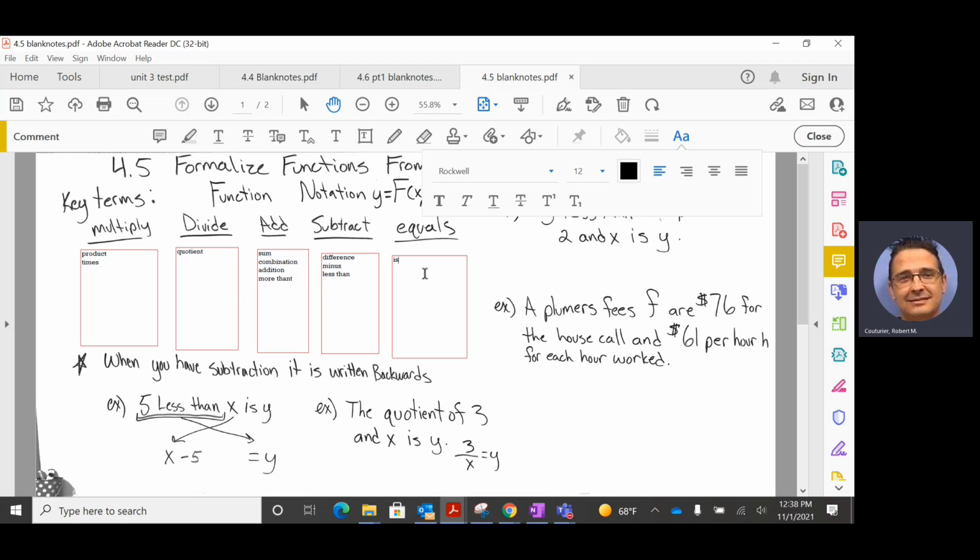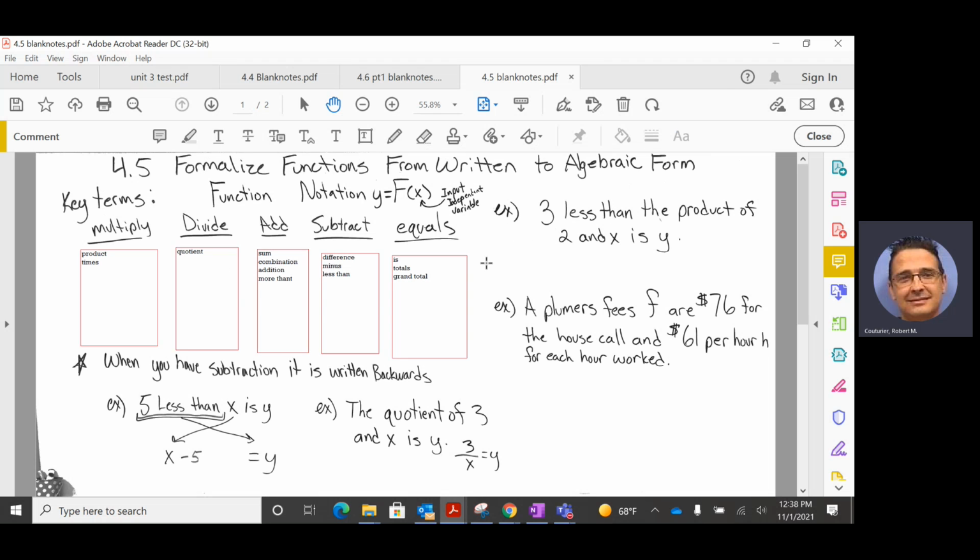Equals. Is. Totals. Grand total. Think of things. Yeah, there are more that we could add to this. What else can you think of that we can add to this that could help us out along our way?